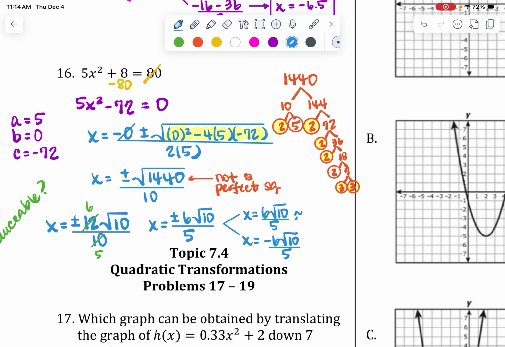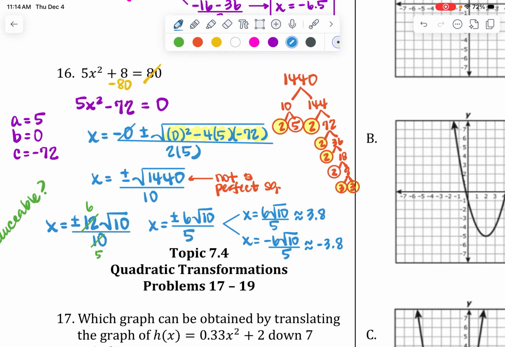And I am going to go type that in my calculator to get those approximations. Please use the fraction mode on your calculator. Hit your alpha y equals so that you get a little numerator denominator action. So 6 square root 10 and then divided by 5. I'm getting 3.8-ish. Again, that's rounded to the nearest tenth. And then I'm going to type in negative 6 root 10 over 5. And what do you know? I'm getting negative 3.8.